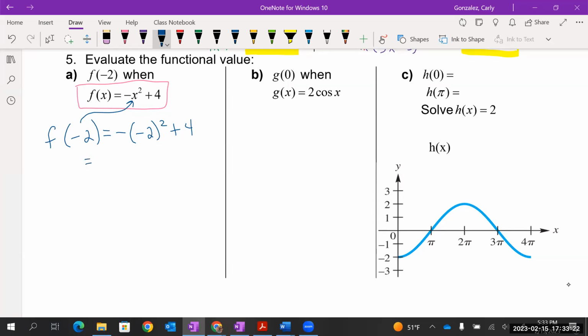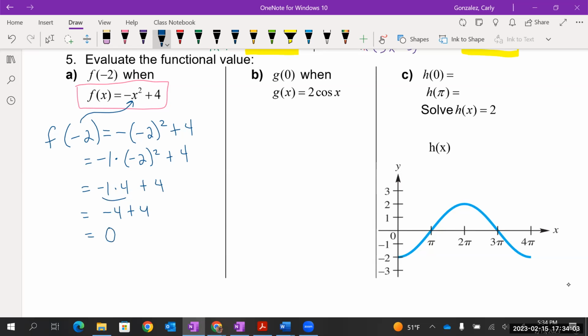Technically speaking, this negative out front could be seen as multiplying by a -1. And I'm going to just write it that way, just so we can see that this is really an order of operations issue. We have to do powers first. So we will find that -2 squared, which is -2 times -2, or a +4. But then we will multiply that by the -1. So then we end up getting -4 plus 4 equals 0.